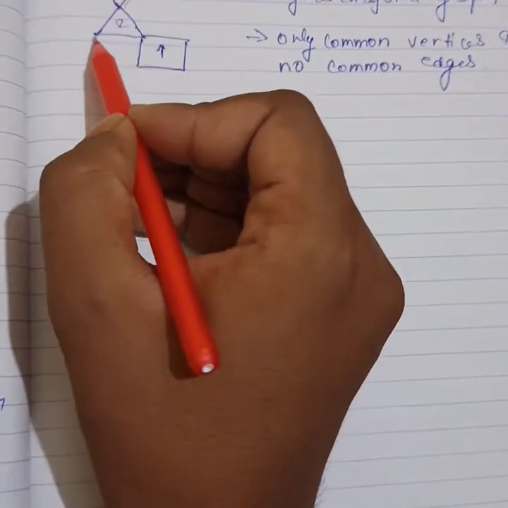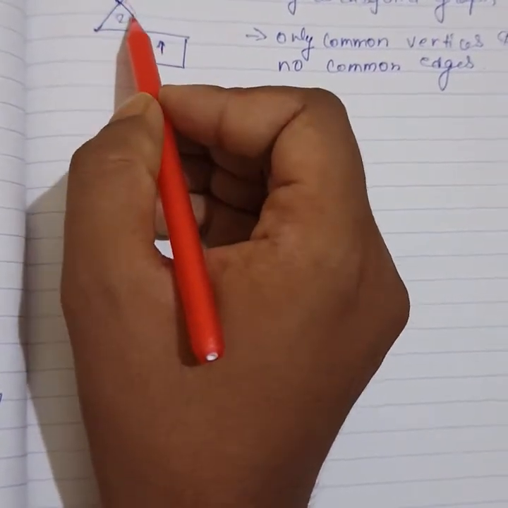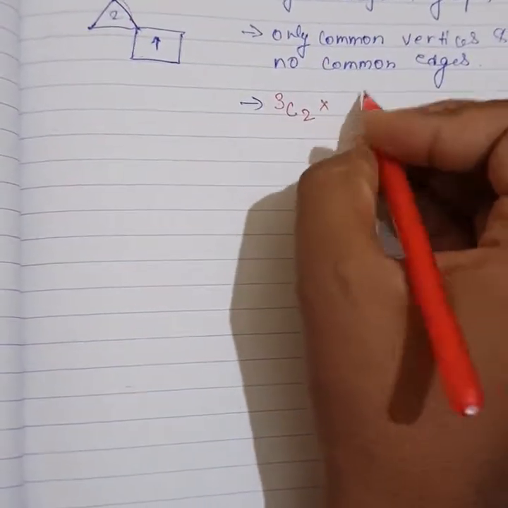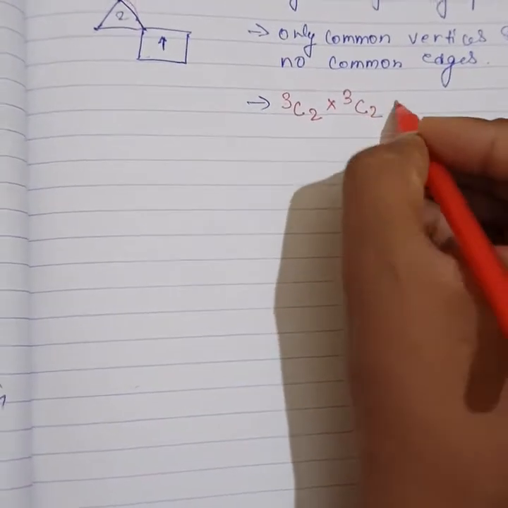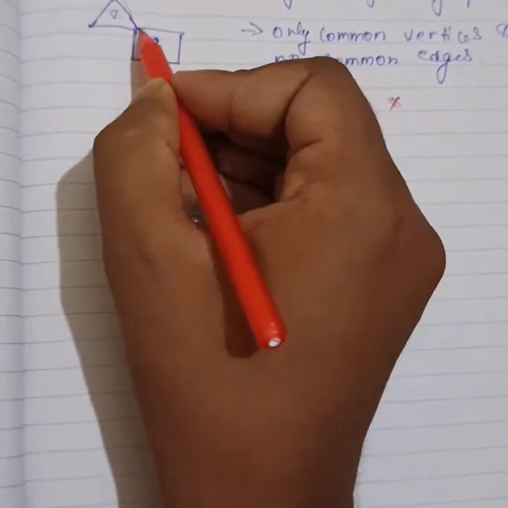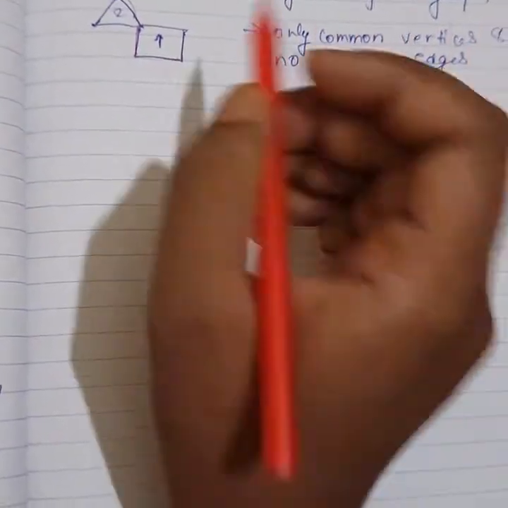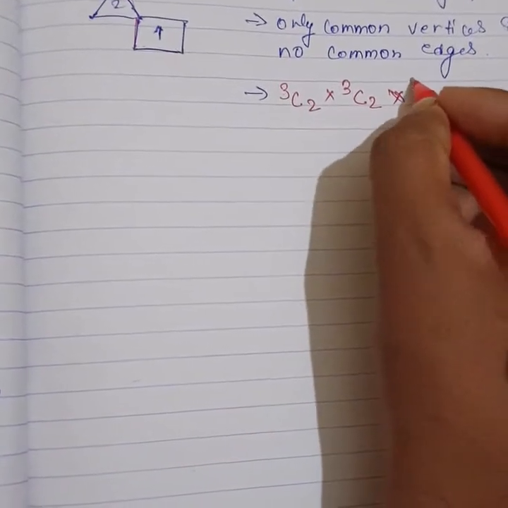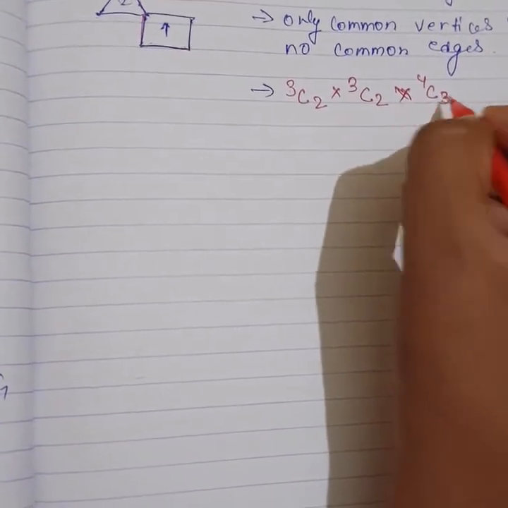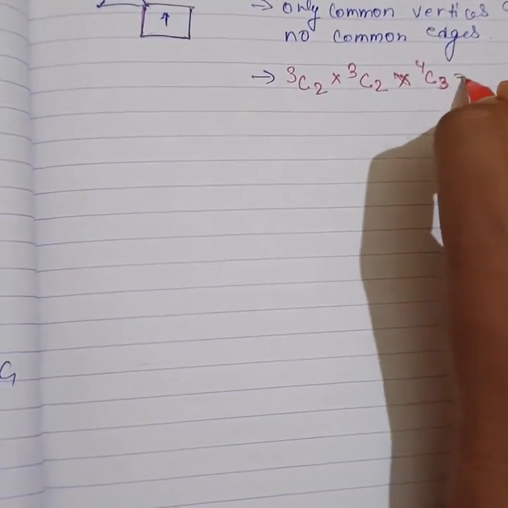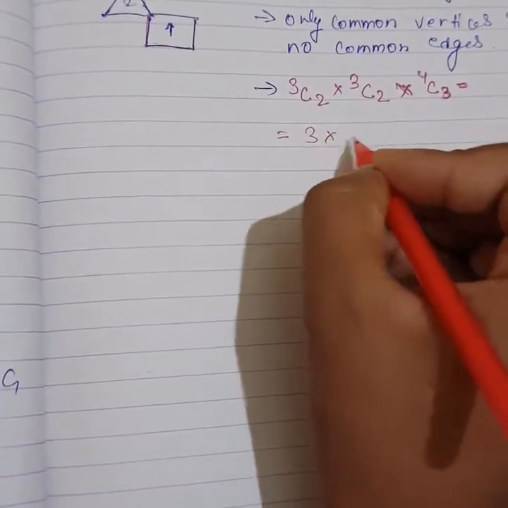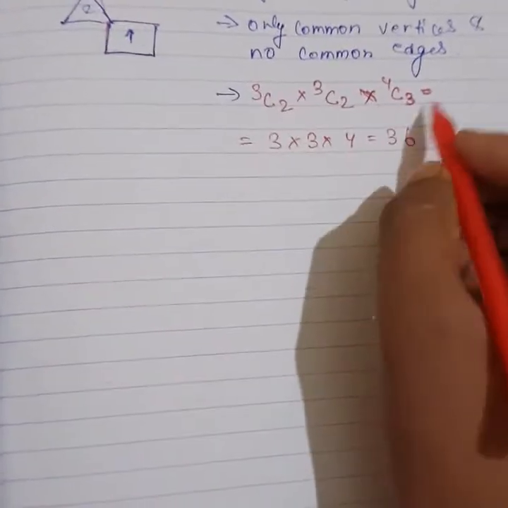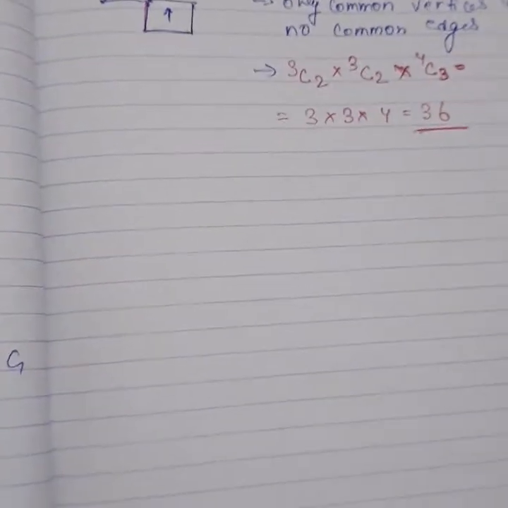And for this cycle there are also 3 edges and we can take any two of them, 3C2. And there are 4 edges and we can take any 3 of them, so we can take 4C3. After calculating this, 3 into 3 into 4 is equal to 36. So the total number of spanning trees possible is 36. Let's take another example.